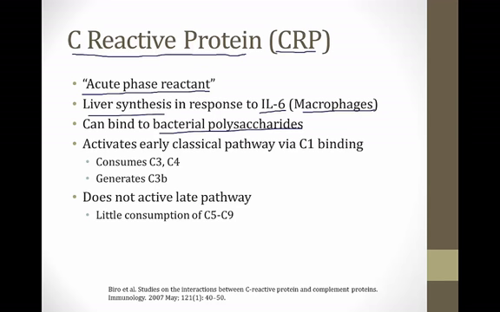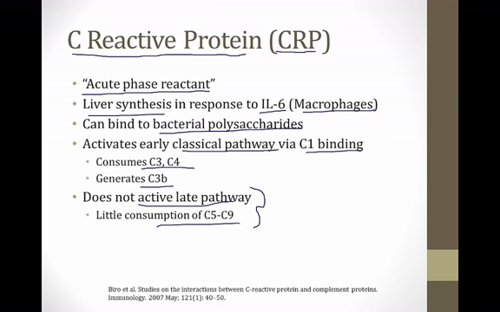And you should know that C-reactive protein has been shown to have some unusual effects on the classic pathway. It can activate the early classical pathway by binding to C1 and cause consumption of C3 and C4, and it can generate some C3b. However, interestingly, it does not activate the late pathway, so we'll talk about formation of the MAC and consumption of C5 to C9 in a minute, but all you need to know right now is that CRP has been shown to not activate this portion of complement.